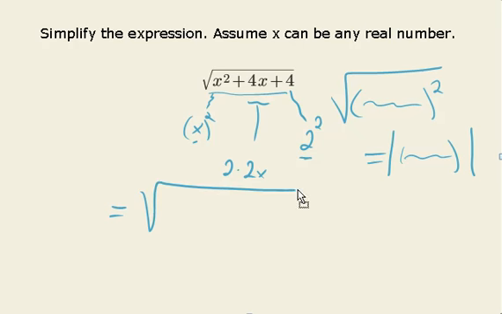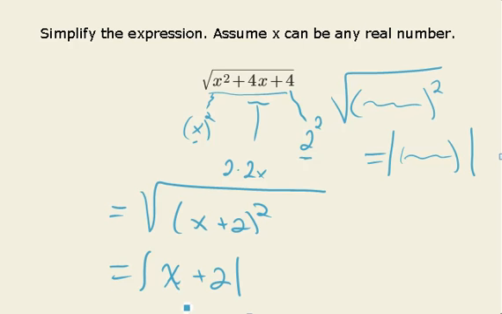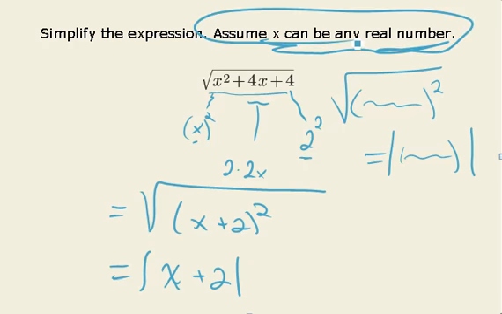So I can rewrite this radical as the quantity x plus 2 squared. And then I can go ahead and apply this rule and write this as the absolute value of x plus 2. All right. If we were restricting to certain x values, say, positive x values, then I would know that x plus 2 is positive, and I wouldn't need to write down those absolute value signs. But the problem tells us that x could be any old real number.